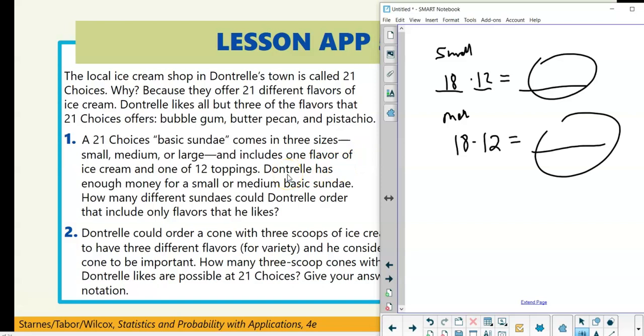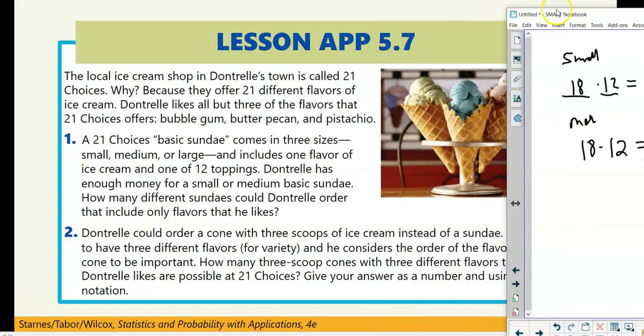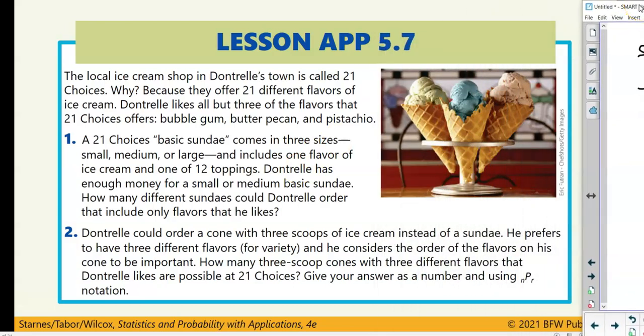Dontrella could order a cone with 3 scoops of ice cream instead of a sundae. He prefers to have 3 different flavors for a variety, and he considers order of the flavors to be important. And I kind of agree. How many 3-scoop cones with 3 different flavors that Dontrella likes are possible at 21 Choices? So because order matters, we can use a permutation. If he hadn't said that thing about the order of the scooping, we could not use permutation. It'd actually be a combination, which we'll probably learn about next chapter, next section.